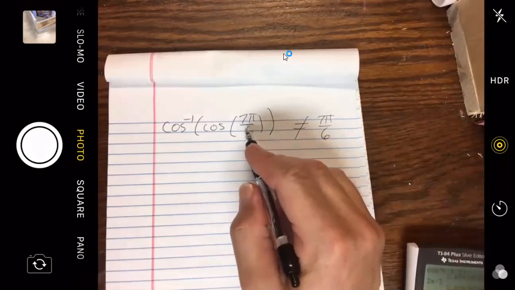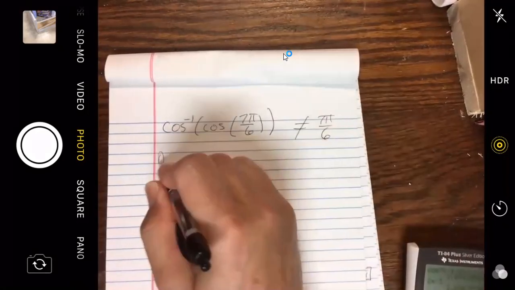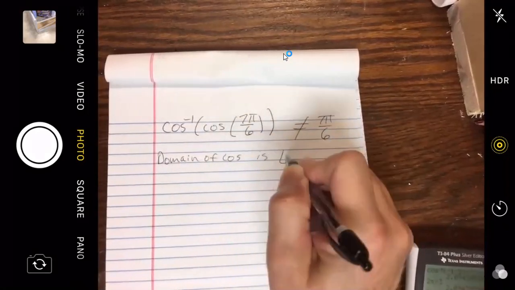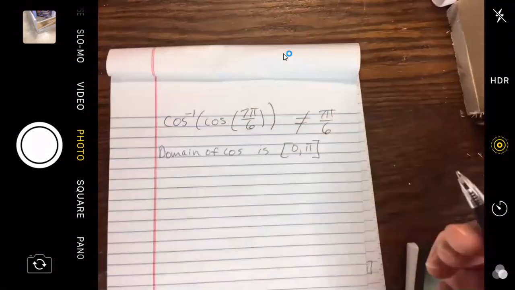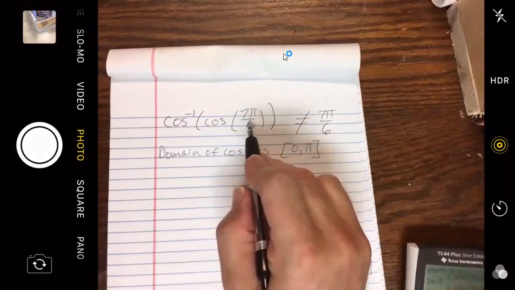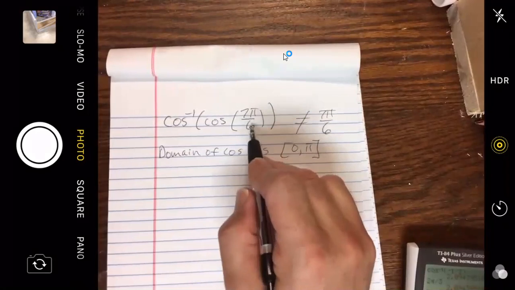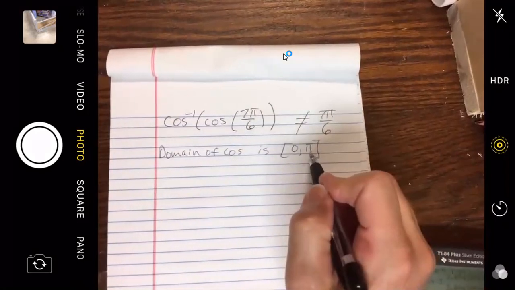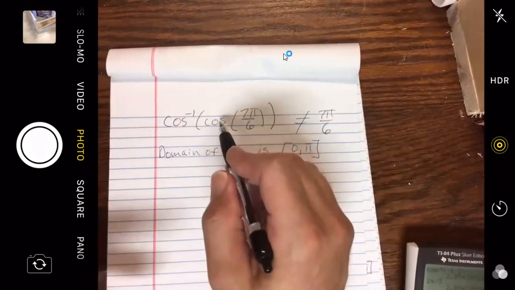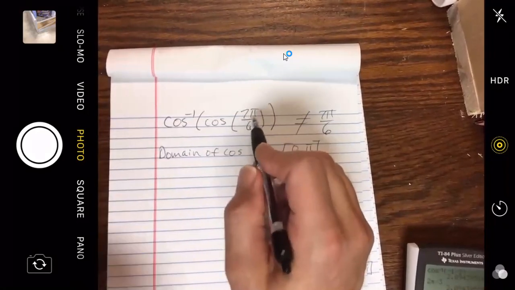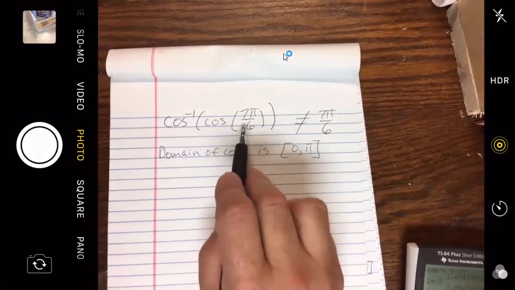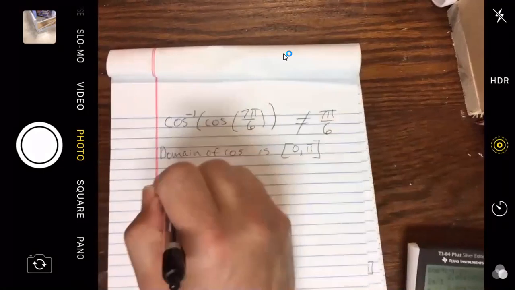It's out of domain. Your domain of cosine is 0 to pi. And you see, this is bigger than pi. 6 pi over 6 would be pi, so 7 pi over 6 is bigger. That's where these things get tricky. As a general rule, these are supposed to undo each other and give you what this is, but that only works for values in the domain of what this is. All right, so we've got to do this in 2 steps.